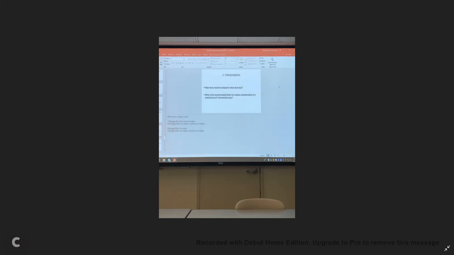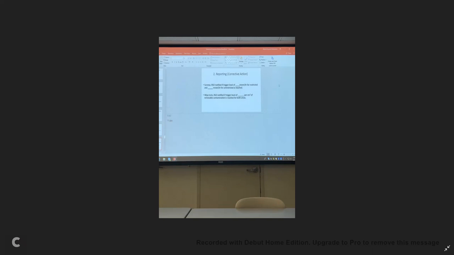Restricted areas contamination levels can be 2,000 dpm per 100 centimeters squared for iodine and indium, or 20,000 dpm per 100 centimeters squared for gallium, technetium, and thallium. And then for the unrestricted areas, it's 1,000 dpm per 100 centimeters squared for iodine, and 5,000 dpm per 100 centimeters squared for gallium, technetium, and thallium.